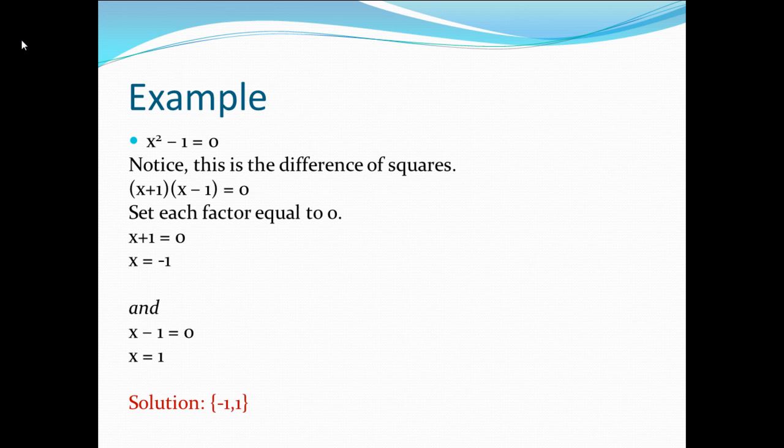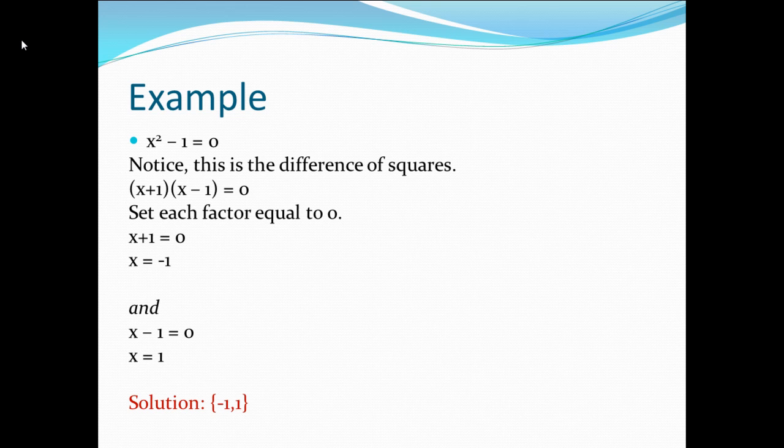In this example, again, we have two terms, x squared minus 1 equal to 0. Notice that these are actually the difference of squares. X squared is a squared term, and 1 is a squared term, and they are being subtracted. When we have the difference of squares, remember that they will always factor into the first plus the last times the first minus the last. So we have x plus 1 times x minus 1 equal to 0.